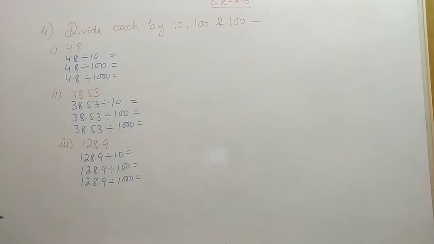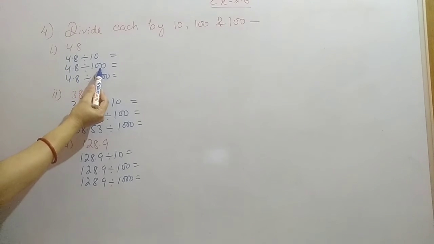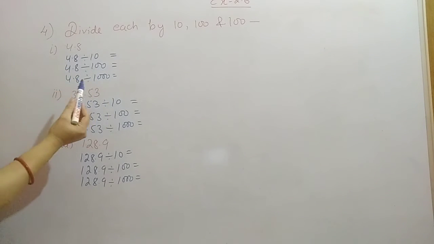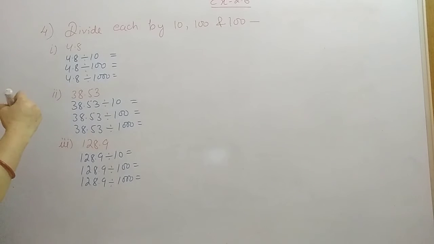Question number 4. Divide each by 10, 100 and 1000. So division is just the reverse of multiplication. In multiplication we have to shift decimal right side. But in division we have to shift left side. When we are dividing by 10 means 1 place left side. By 100 means 2 place left side. By 1000 means 3 place left side.